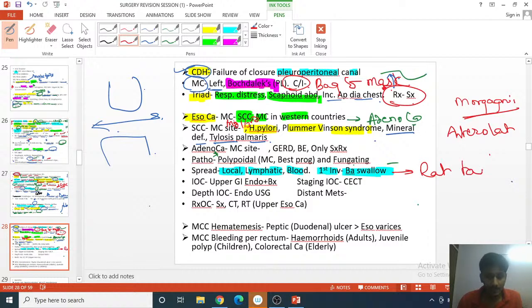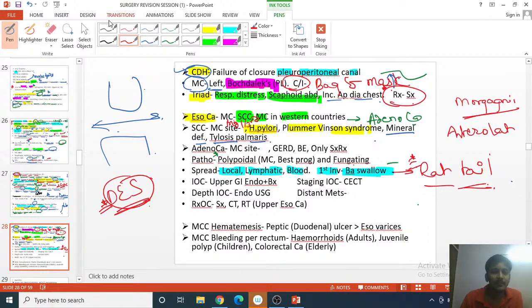It is your rat tail appearance. Please remember, corkscrew was seen in diffuse esophageal spasm, whereas in esophageal cancer you can see rat tail appearance. Bird beak is seen in Achalasia cardia.